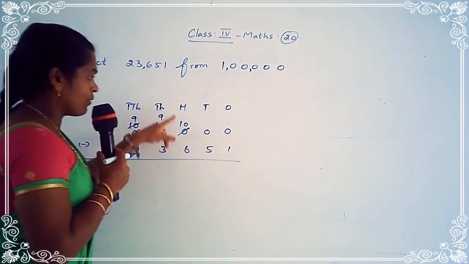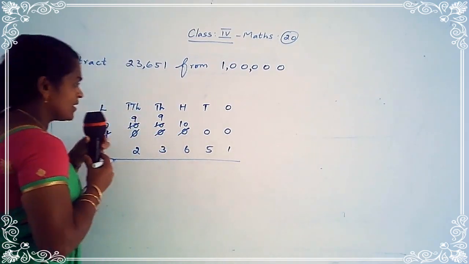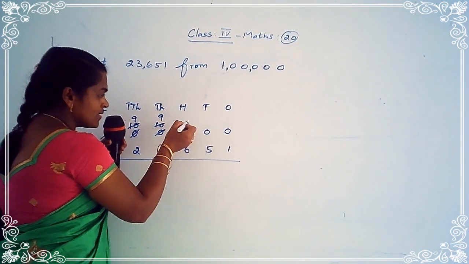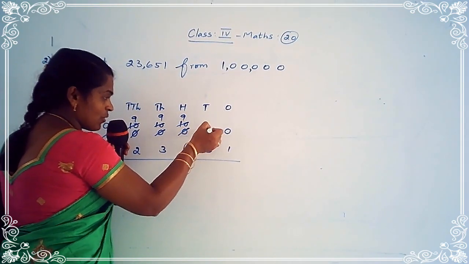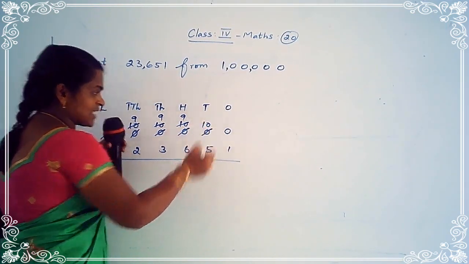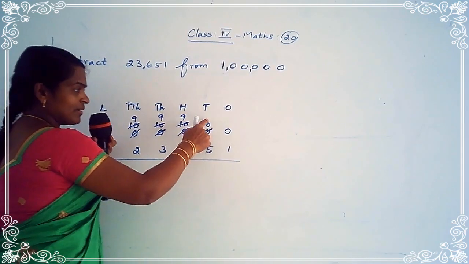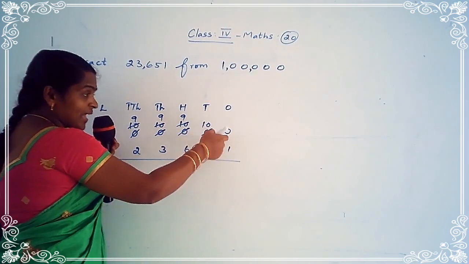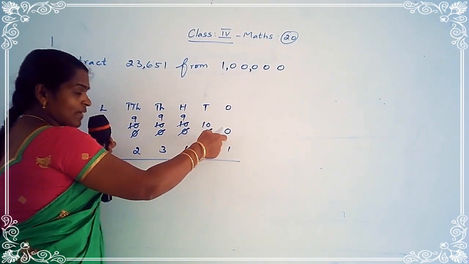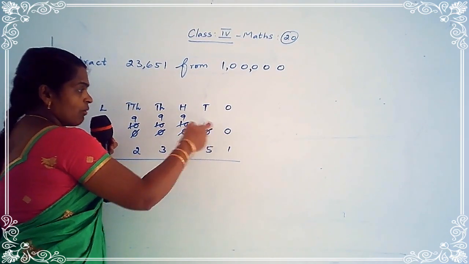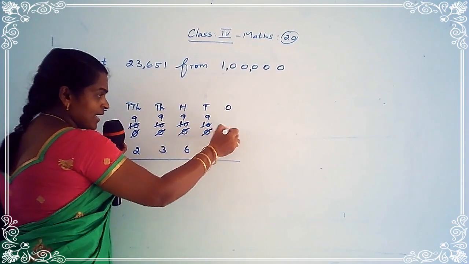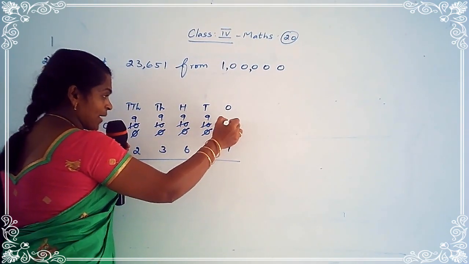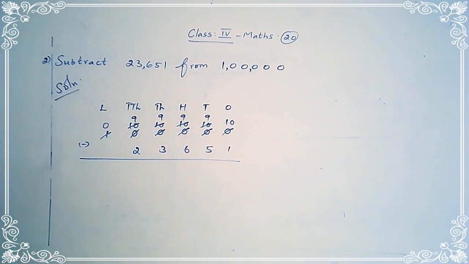Now here the hundreds place has 10, so you borrowed 1, so 10 becomes 9. Here the tens place has 0, so 0 becomes 10. Okay children? Yes. Next, we need the ones place only. So borrow: the tens place has 10, so 10 becomes 9. Here 0 is there, so 0 becomes 10. Okay children, now clear? Yes.